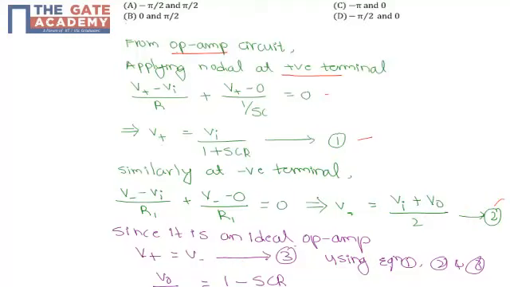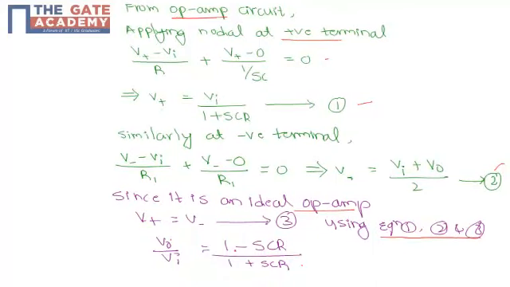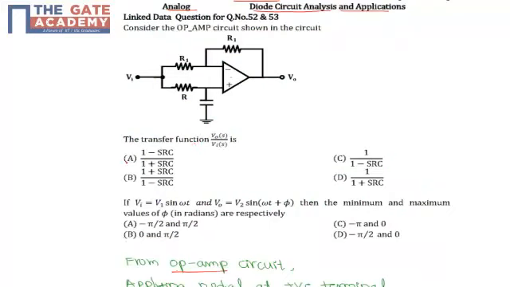Since it is an ideal op-amp, V+ is equal to V-. We'll call this equation 3. Using equations 1, 2, and 3, the transfer function V0 divided by Vi is equal to (1 minus SCR) divided by (1 plus SCR). So option A is the correct one.